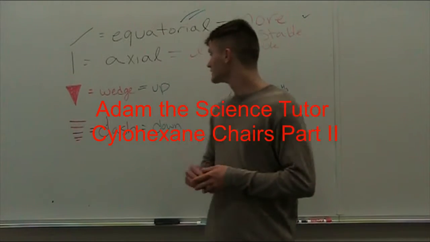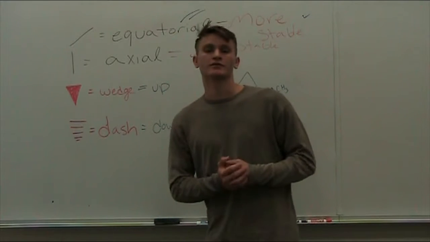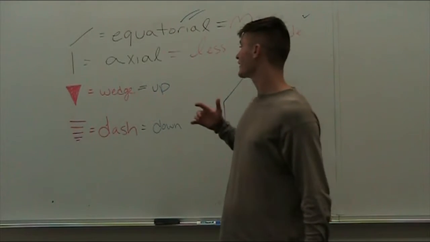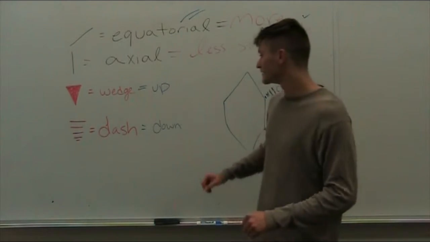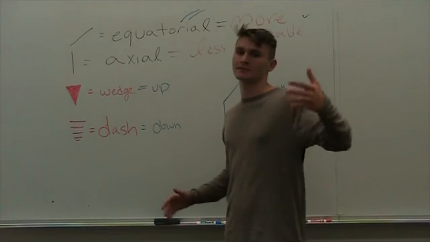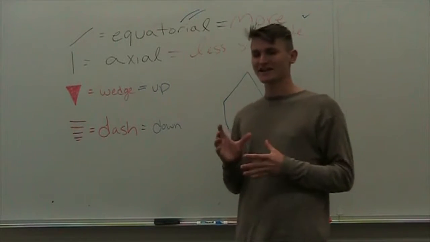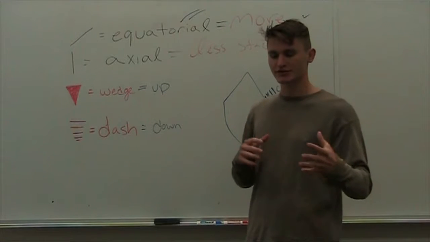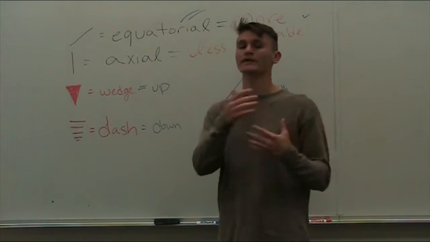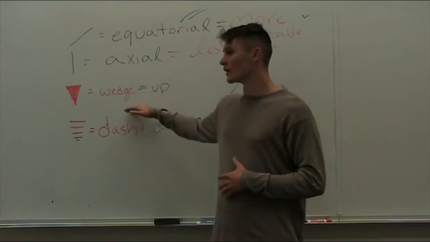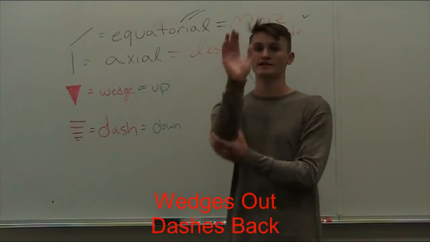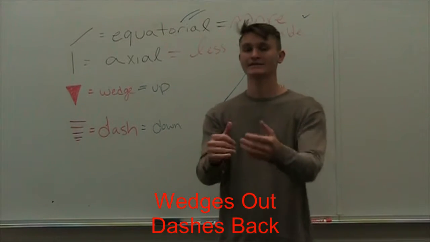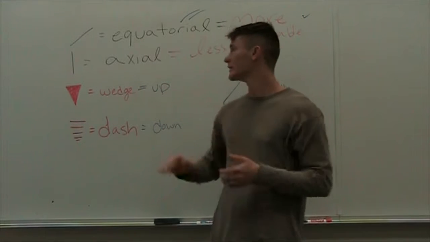Welcome back. So today we're going to be doing part 2 of the cyclohexane chairs and the stability. So new concept, there's wedges and dashes. Wedges and dashes are a way in organic chemistry to tell what's facing or where it's at on the molecule. So wedges are facing towards you, so it's a wedge, it's pointing at you, and then a dash is pointing back or away from you.